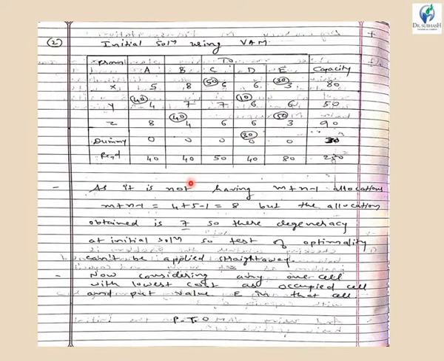So now let us check whether we are having any degeneracy in this given transportation problem or not. According to the formula, m plus n minus 1, where m stands for the number of rows and n stands for the number of columns. The number of rows is 4 and the number of columns is 5. So 4 plus 5 minus 1: 4 plus 5 is 9, 9 minus 1 is 8. But the allocations that we obtained using the Vogel's method are 7. So now you can say that there is a degeneracy in the given transportation problem.